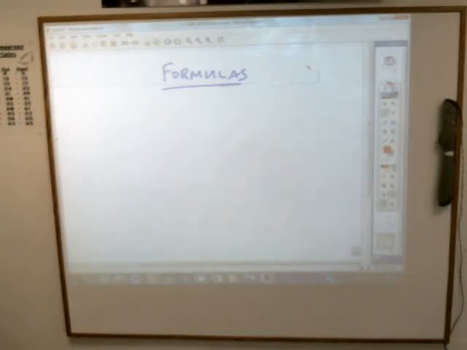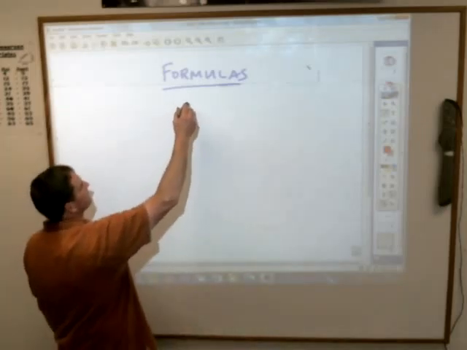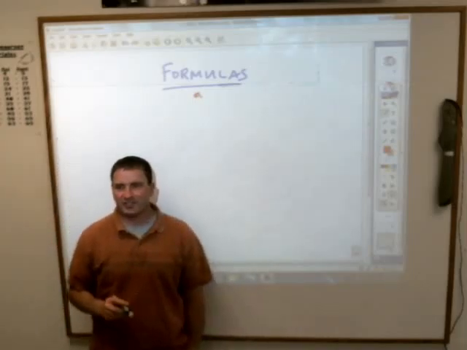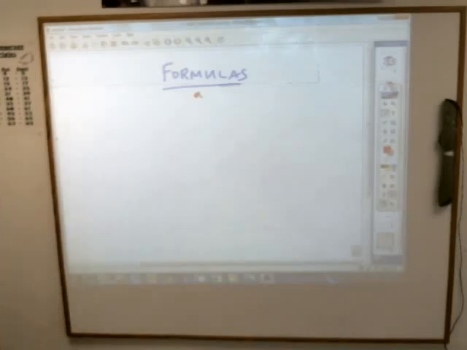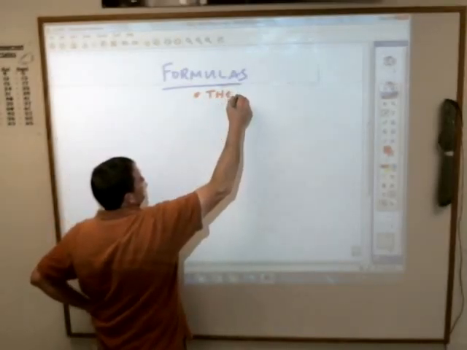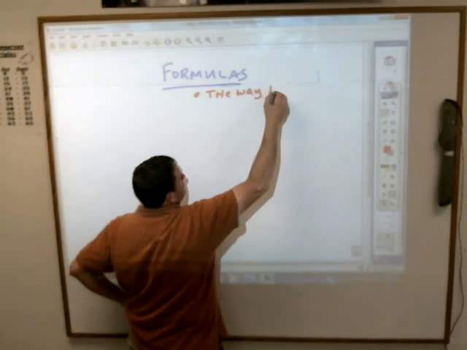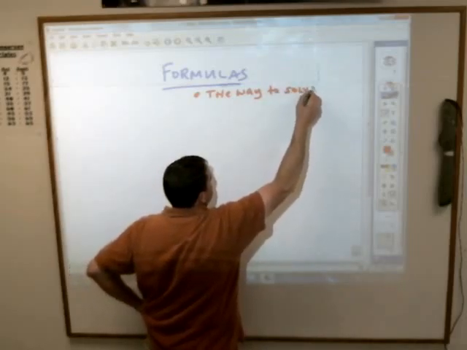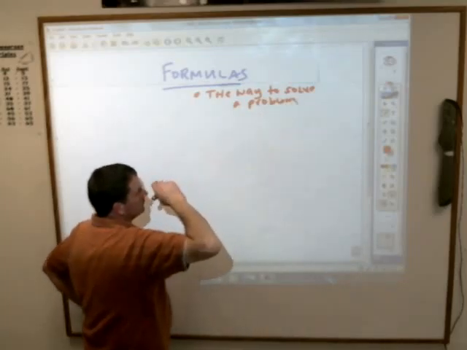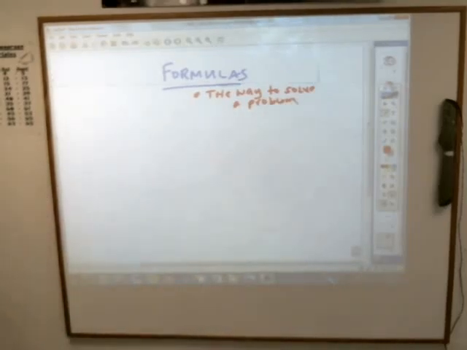Formula. If you had to tell somebody what a formula is, it is the what? Peter. Process of solving problems. Said in Peter's own words, it is the process for solving whatever there. In human words, instead of process, let's just say the way to solve a problem. And for right now, we're going to jot down 3 of them.